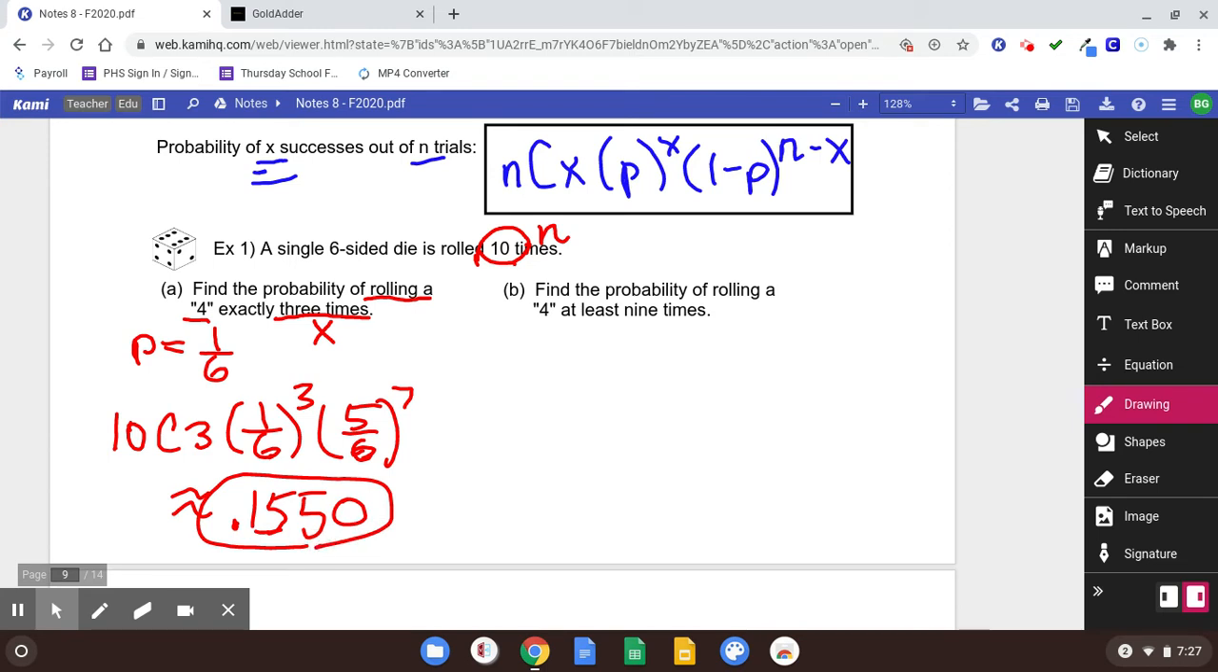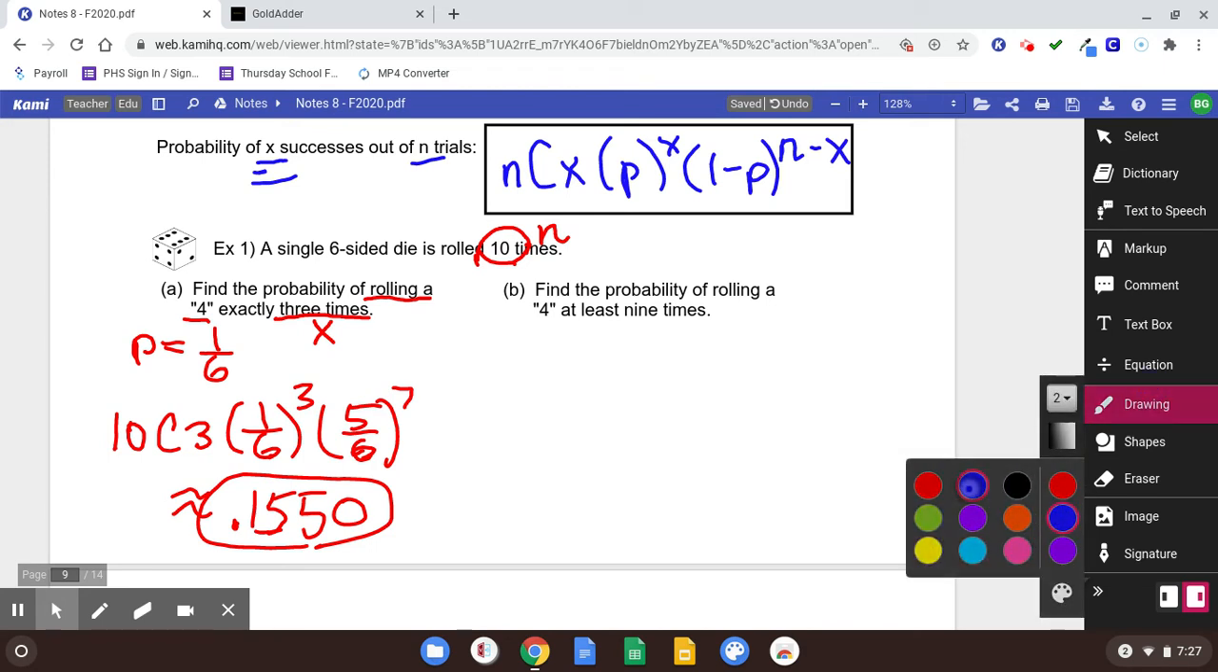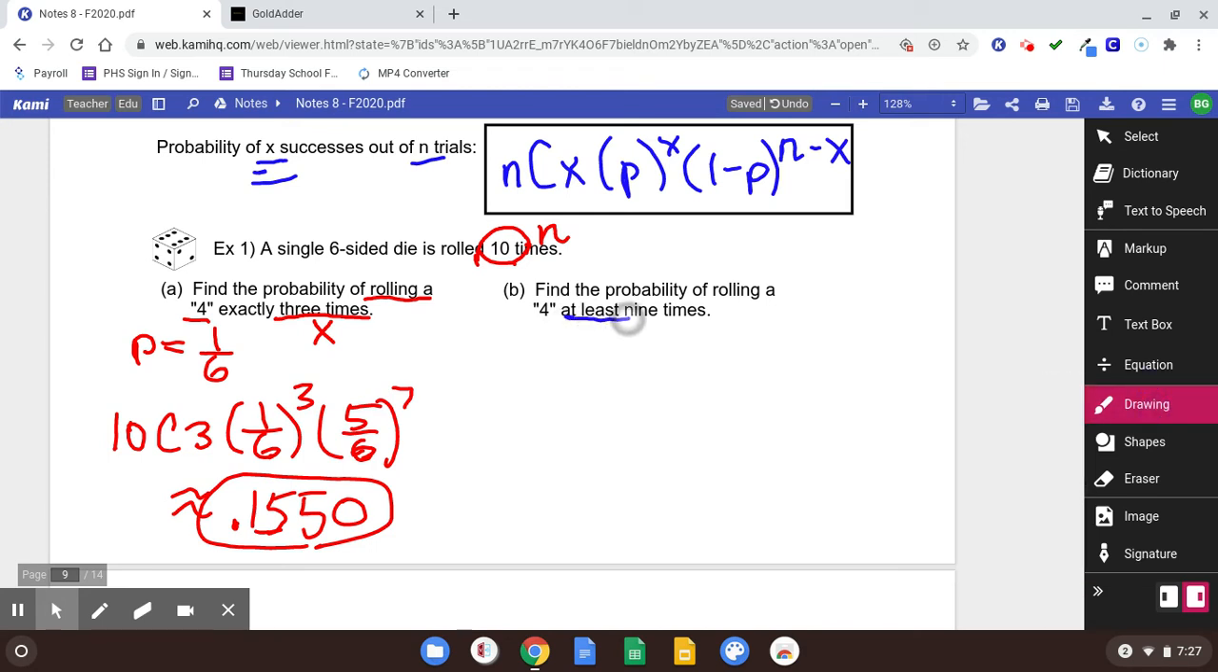Part B, find the probability of rolling a 4 at least 9 times. So here we've got a little bit different problem because it says at least 9, and you have to think about what that means. At least 9 specifically means 9 or 10. Now, we've learned in this chapter that the or means we're going to add 2 scenarios. So we're going to have something plus something. So we're going to do the formula twice, once for 9, once for 10. We're going to add them together.